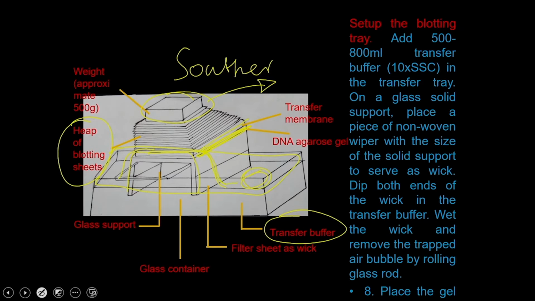So the transfer buffer is sucked up by the Whatman filter paper. It passes through the agarose gel, and then through the nitrocellulose membrane, and as a result there will be a current of water from bottom to top. Because the DNA is soluble in water, it is transferred and starts running along with the water. Wherever the DNA is present, it will start running towards the upper side, towards the nitrocellulose membrane.